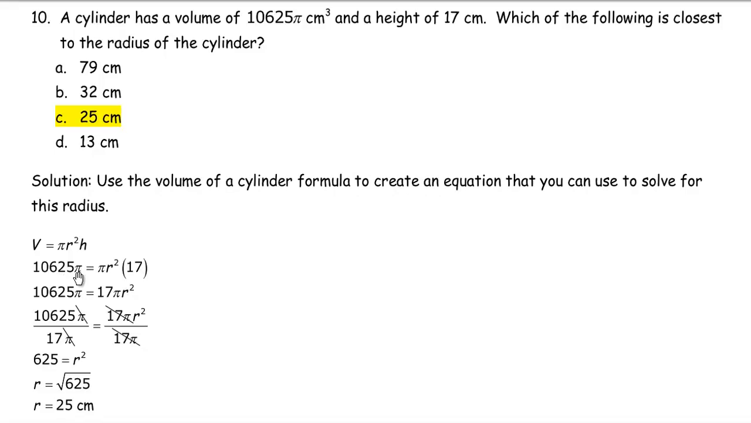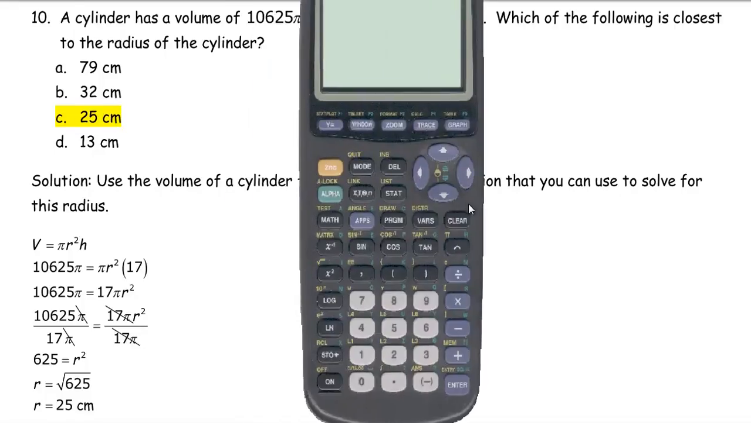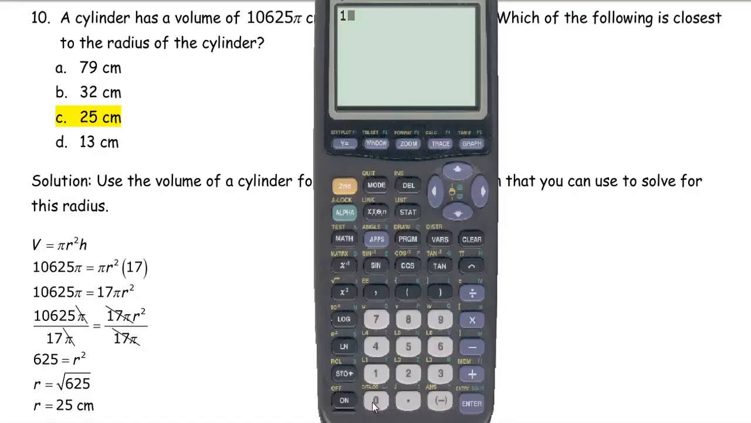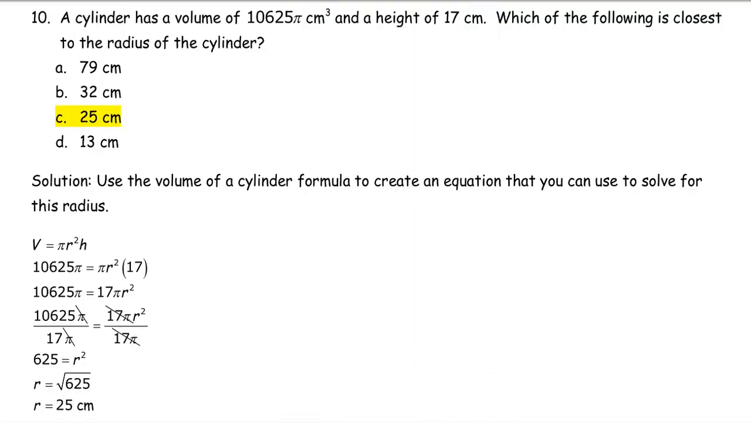Now you can multiply the 10,625 by pi if you wanted to actually do that. If you wanted to multiply 625 times pi, and 3.14 used instead of pi, it's very similar value. So you can do that if you want, but you don't have to, and I'll show you both here.